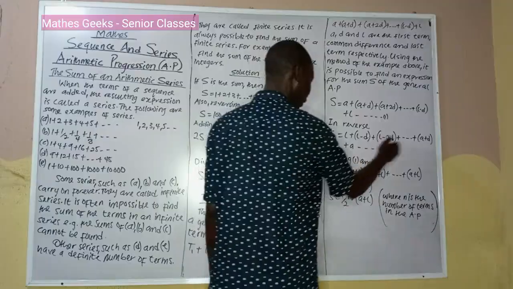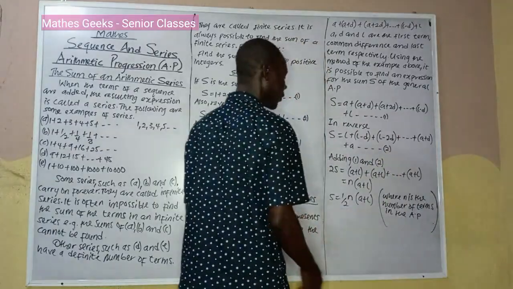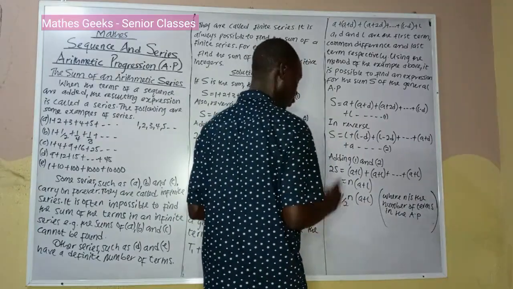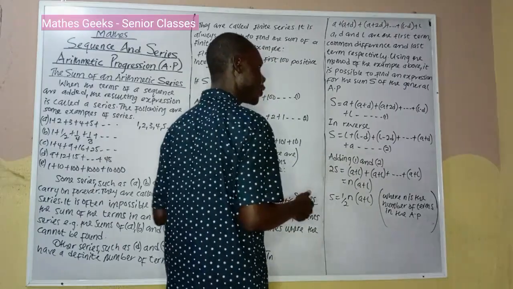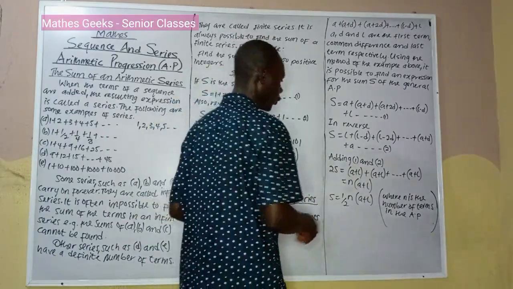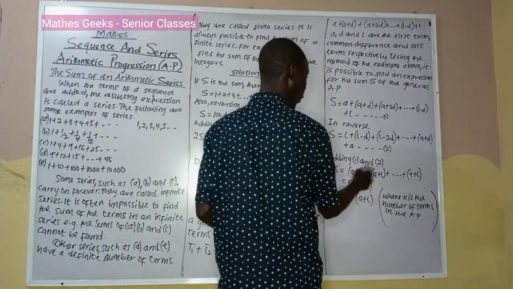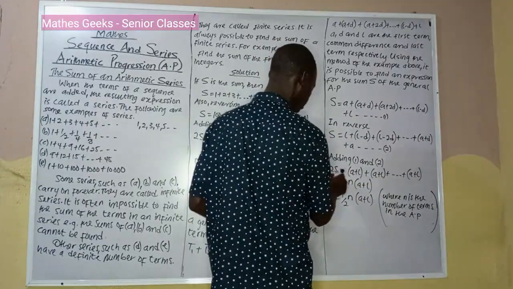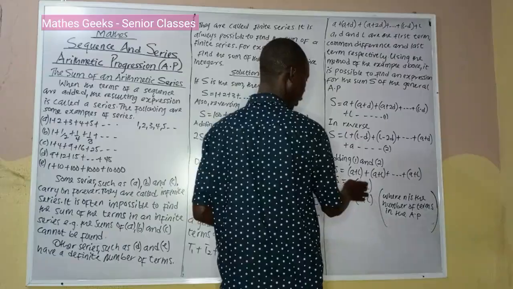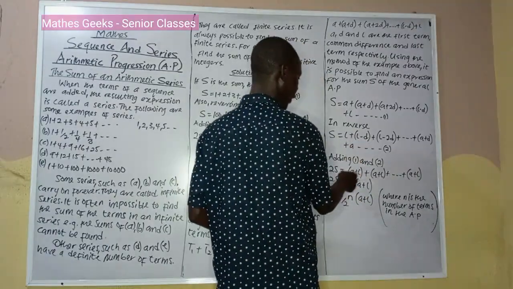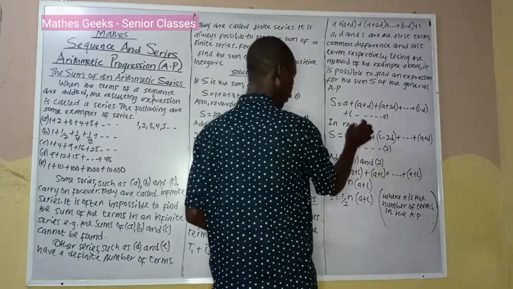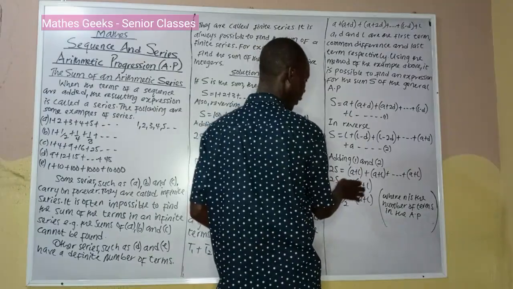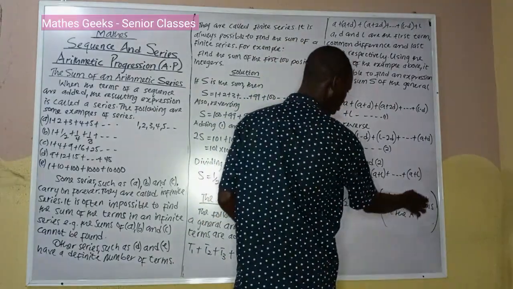So instead of just adding, what if there are up to 1,000 terms? Would you be able to add each term individually until you get to the 1,000th term? It will be too long, and it will be tedious, and it will be tasking. So what you should do is just take one of the terms and multiply it by the number of terms, which in this case is n. So 2s is equal to n(A plus L), n multiplying one of the additions which we got from adding equation 1 and equation 2, which in this case is A plus L, where n is the number of terms in the AP.